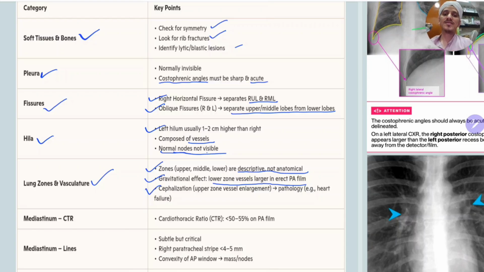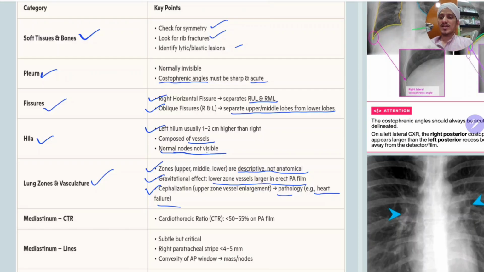Cephalization is the opposite. Normally the lower zone vessels are larger and denser, but cephalization means the upper zone vessels become larger and denser, and that points towards pathology, for example heart failure and pulmonary edema. So normally the upper zone vessels are not denser and larger, but in some pathology like heart failure, the upper vessels become larger and denser because of hyperdynamic circulation.